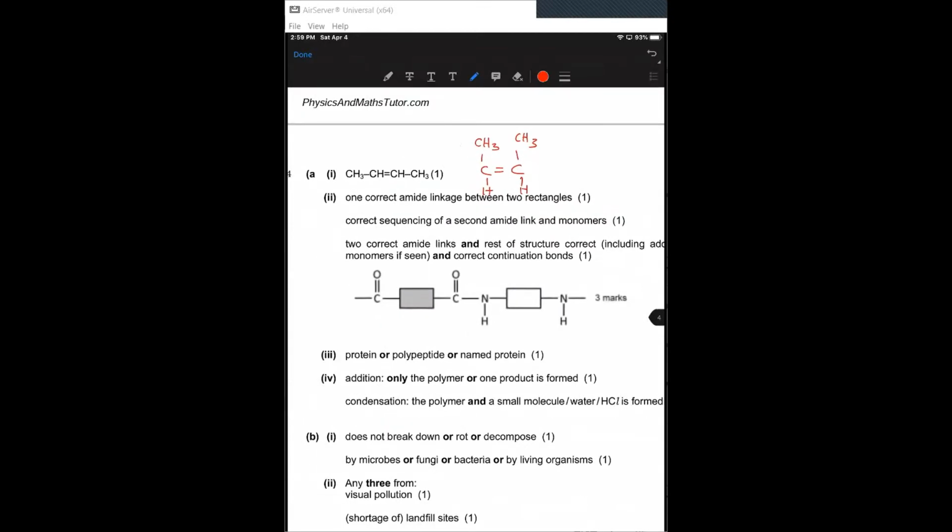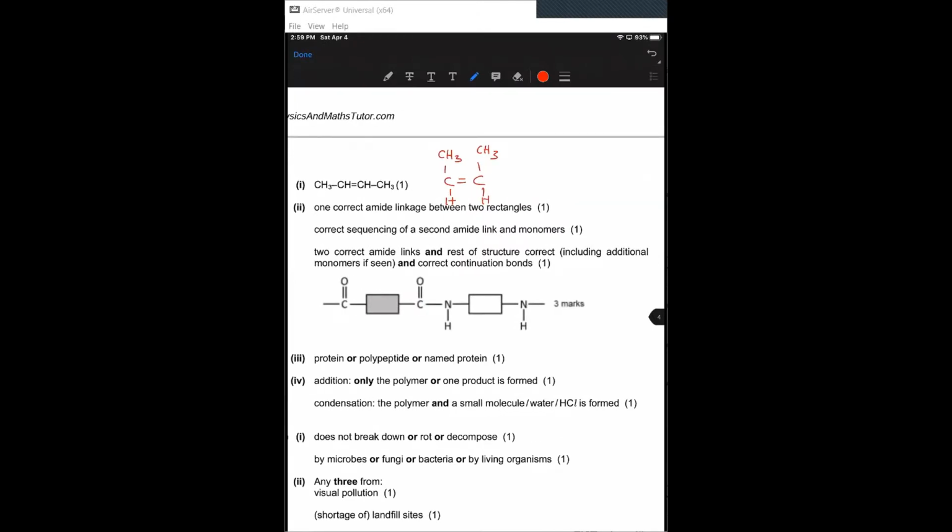Then part 2, two monomers are shown below for nylon, which is a condensation polymer. Draw the structural formula showing one repeating unit of the polymer. So this will be one repeating unit. Always make sure if one repeating unit is mentioned or 4 repeating units, you must not include brackets and you must not include n. All right.